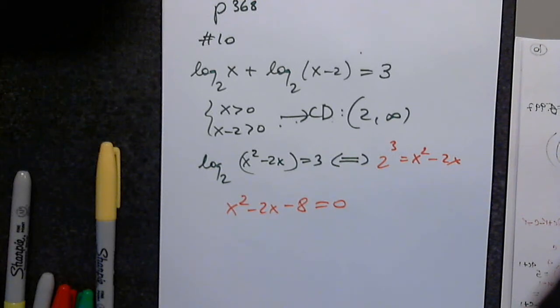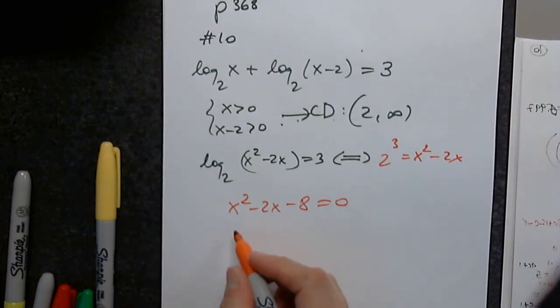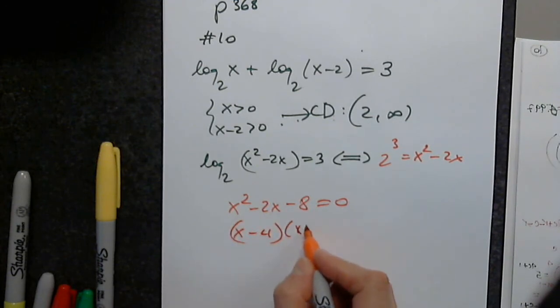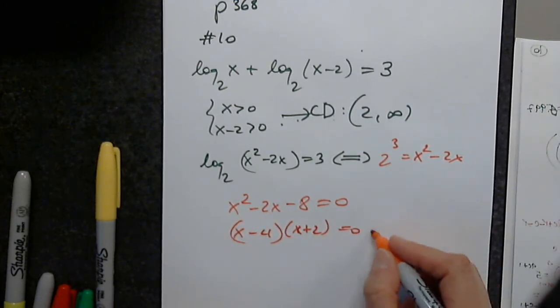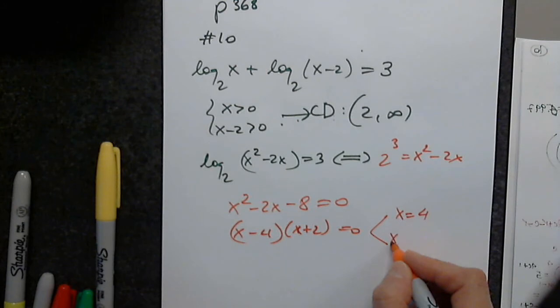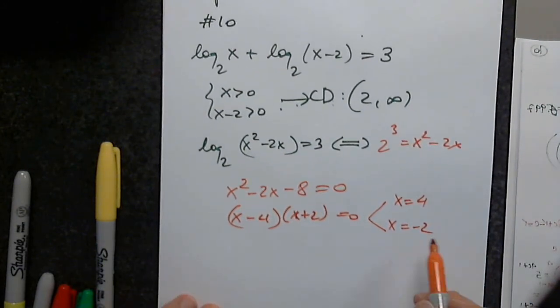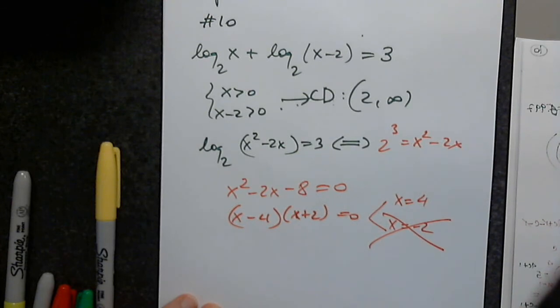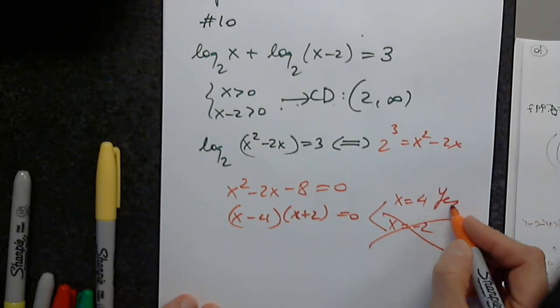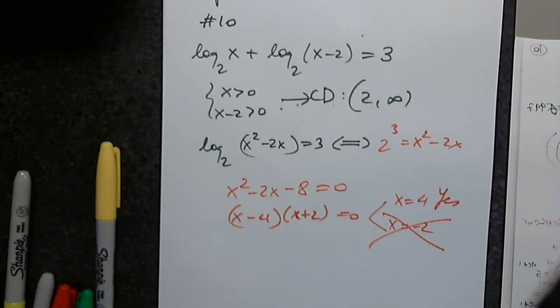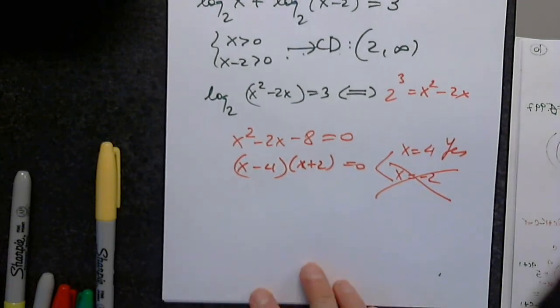If it takes more than a blink to factor, move to the quadratic formula. Don't waste your time. It goes with x minus 4 and x plus 2. So there are two options. But not so fast. This one is not an option. The only solution is this one. Very good. Now you can teach this class.